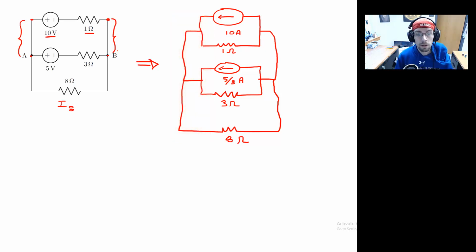And we have something like 35/3. So I could recombine these. Let's make this even smaller now. 10 amps plus 5/3 amps would be 35/3 amps. Misspoke there. And then in parallel with that, I have my 1 ohm resistor, I have my 3 ohm resistor, and I have my 8 ohm resistor.